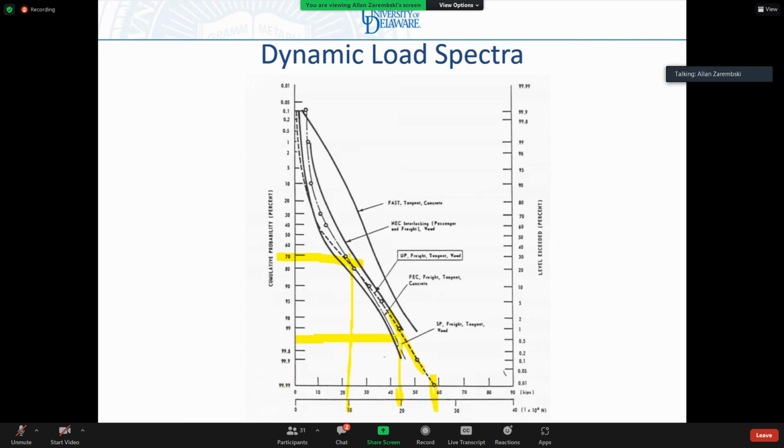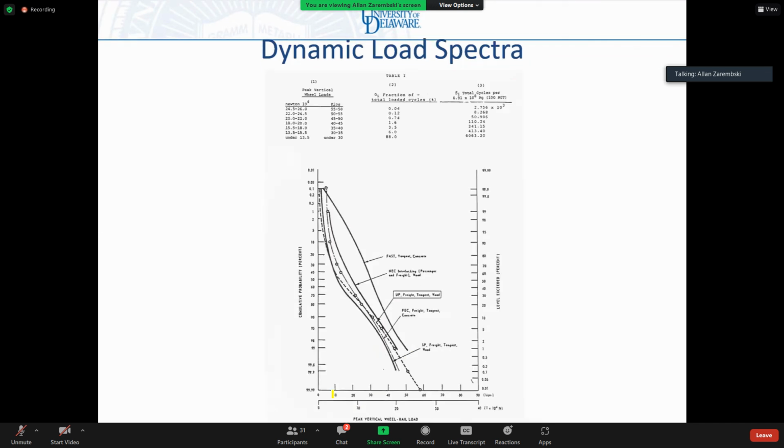For this 20 meganewton force, 99.5% of all the loads are less than this, and only 0.5% are greater than this. For this 25 meganewton force, 0.01% of the loads are greater.